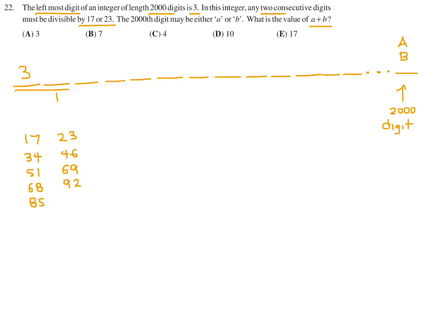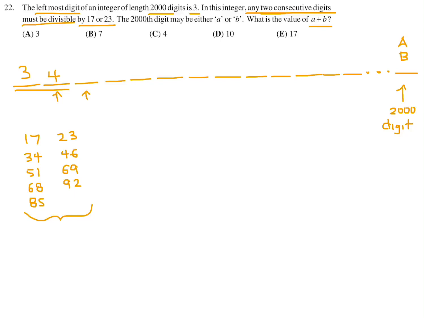So now I want to place a digit there. What can I put as a number? Well, whatever number I create has to be divisible by one of these 9 numbers. So the only possibility is 34. So this has to be a 4. Correct? Because any two consecutive digits must be divisible by 17 or 23. If I create a 34, it is indeed divisible by 34, which means it's divisible by 17. All right?